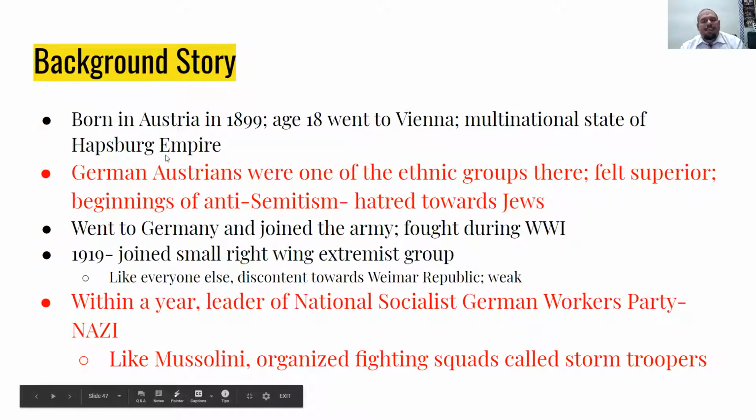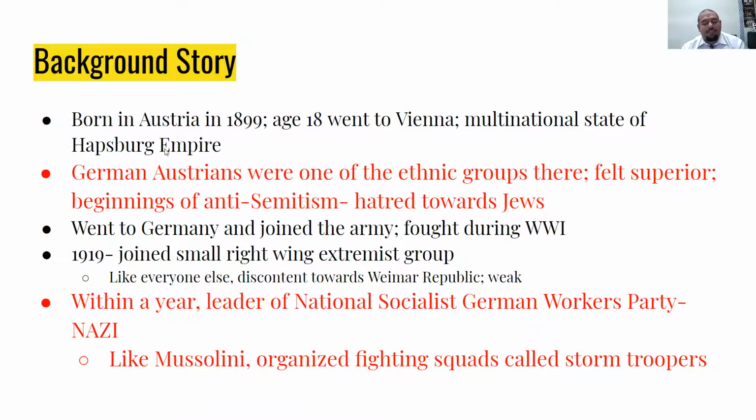We all know his background story, or the skeleton of it. So he was born in Austria, 1899. Age 18, he went to Vienna, the capital of the multinational state of the Habsburg Empire. German Austrians were one of the ethnic groups there, so he felt that they were superior. And this is his beginnings of anti-Semitism. Anti-Semitism is hatred towards Jews. He's going to go to Germany.